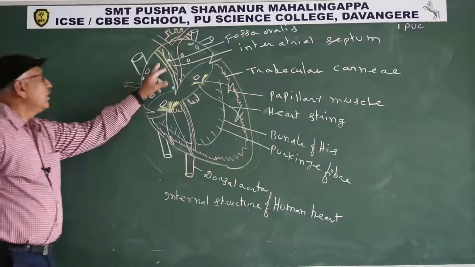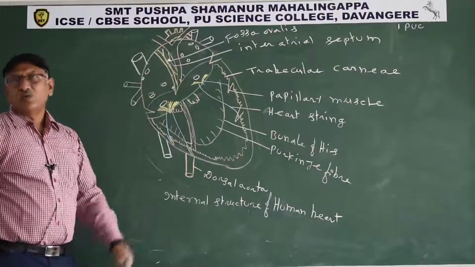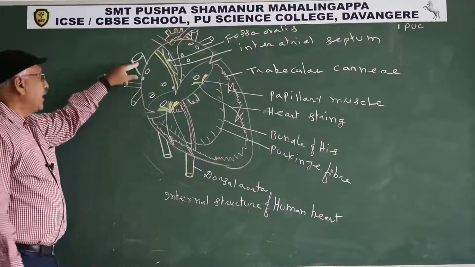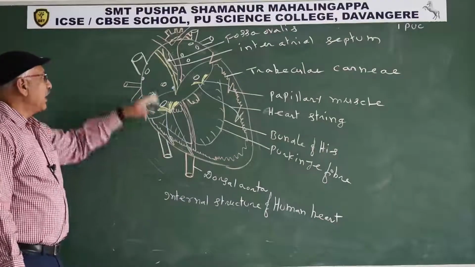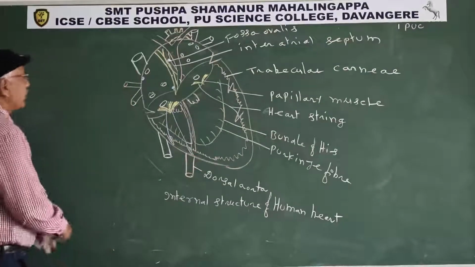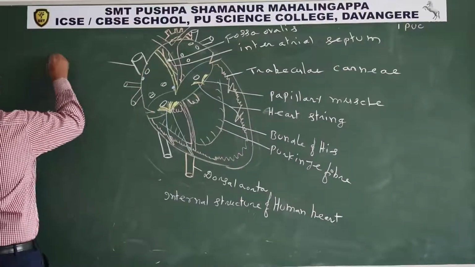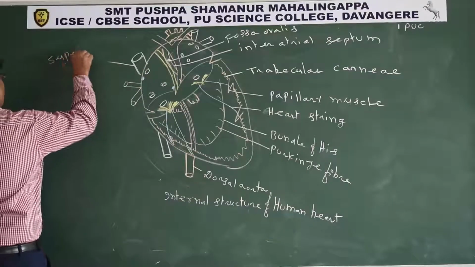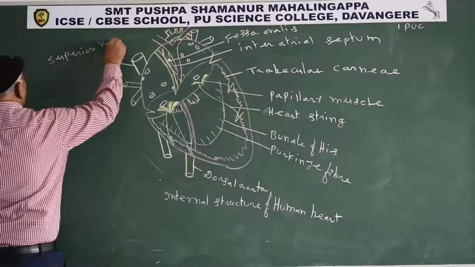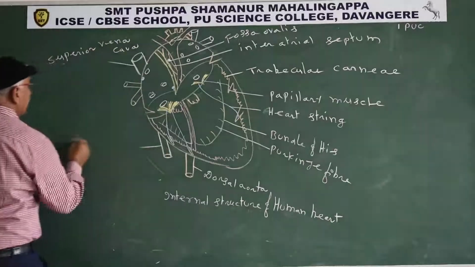Next point, the right atrium contains 3 openings, and the left atrium contains 4 openings. The superior vena cava and inferior vena cava pour the blood into the right atrium through separate apertures.